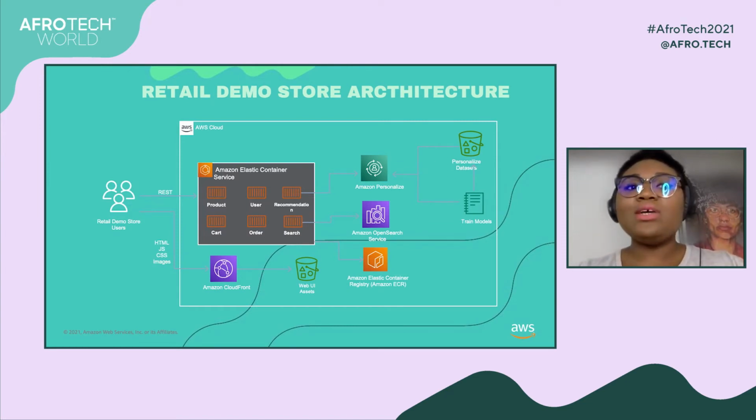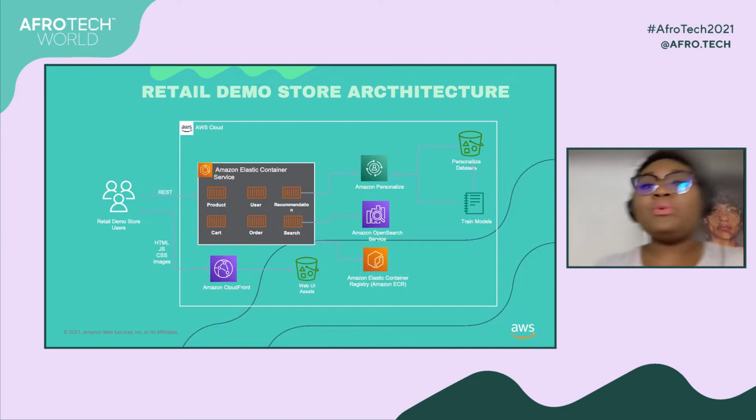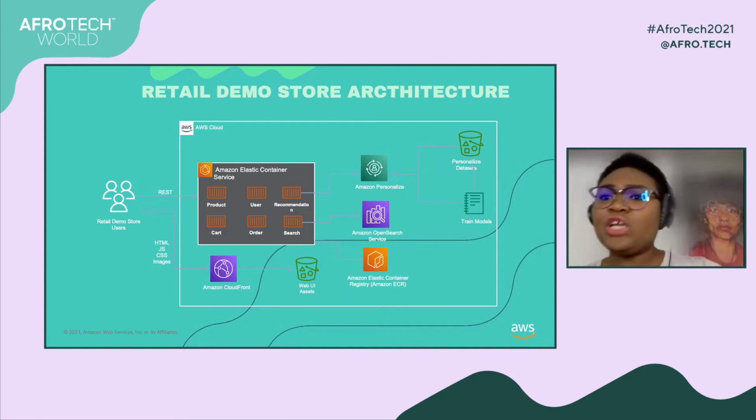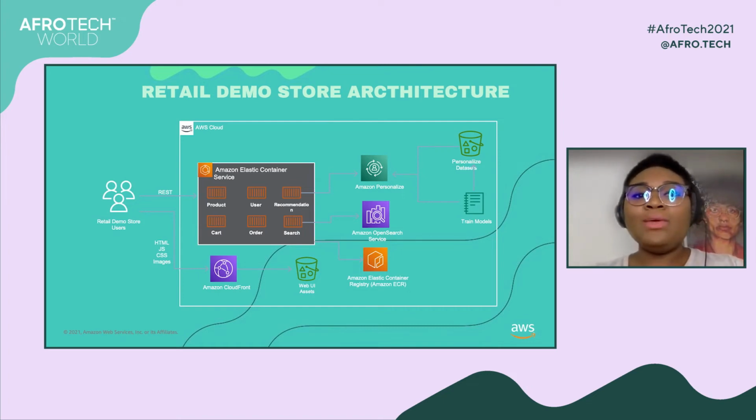Now let's talk about the retail demo store architecture. This is what I'll be demoing today, an example of seeing Amazon Personalize in action. The retail demo store is our e-commerce reference implementation, designed to showcase how you can build compelling shopping experiences using modern applications and design patterns. The architecture is actually much more than this, but I'm focusing on what I'll be demoing today.